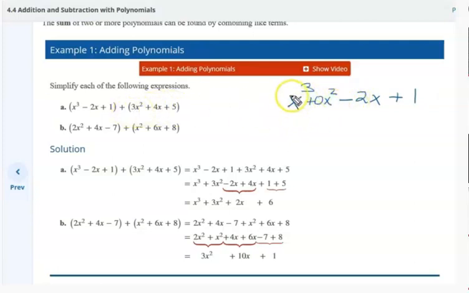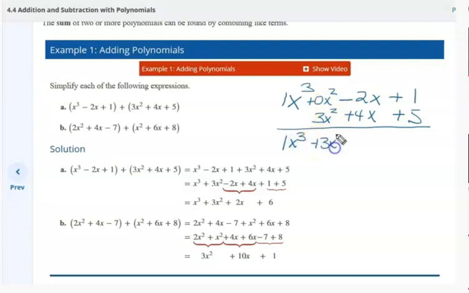Then underneath it, you're going to line up your like terms. So this would be 3x squared plus 4x plus 5. Now, you're just going to add them up. And keep in mind, when there's no coefficient, there's a 1 there. And for calculations, you can put it. So this would be a 1x cubed. This would be a plus 3x squared.